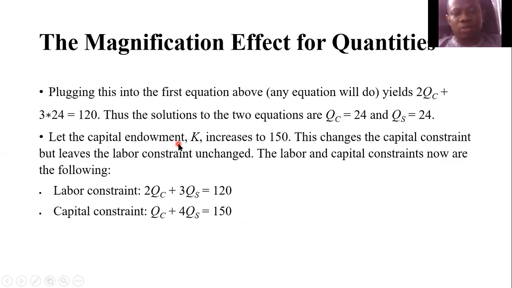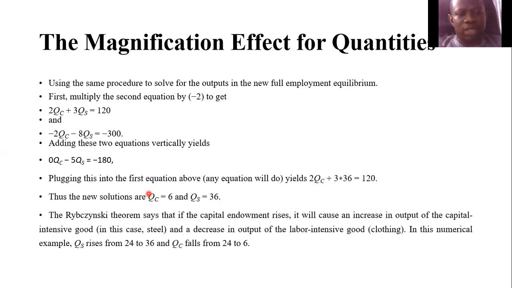Then the capital endowment. We are now looking at a situation whereby there's an increase in the capital endowment to 150. This changes the capital constraint. What we are fundamentally interested in is that if there's a change in the capital alone, we can just follow it through the way we did earlier, and the solution will produce a QC which is going to be 6 and QX which is going to be 36.